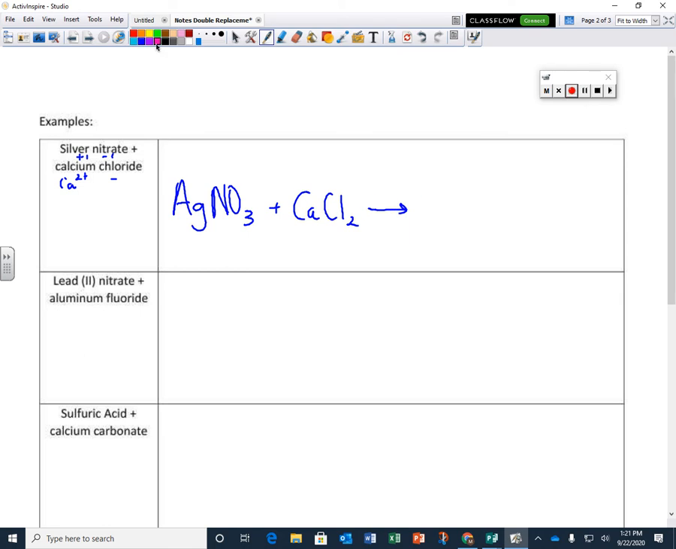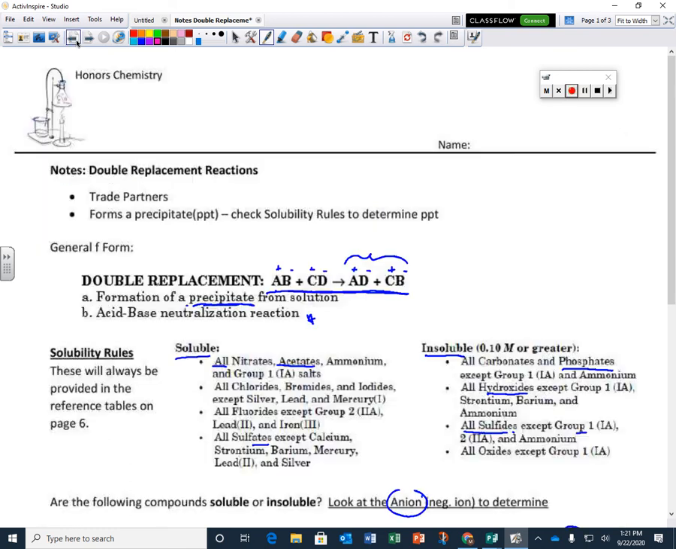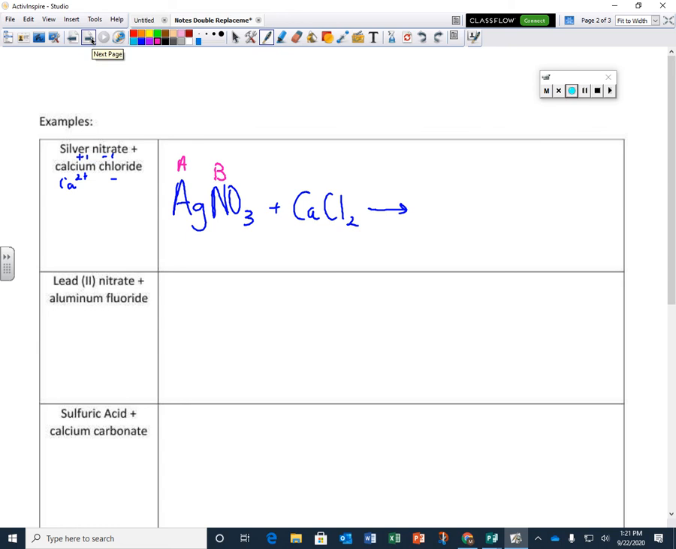The general format, AB plus CD yields AD plus CB. And then all you have to do is swap and drop the charges to get the proper formula. So A is silver, D is chlorine, silver chloride, AgCl, plus CB would be calcium nitrate.